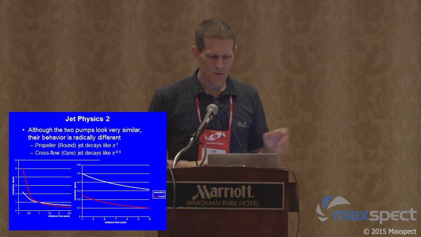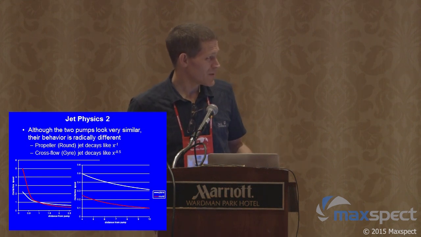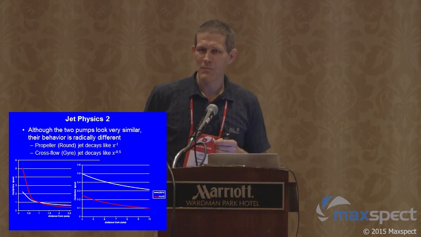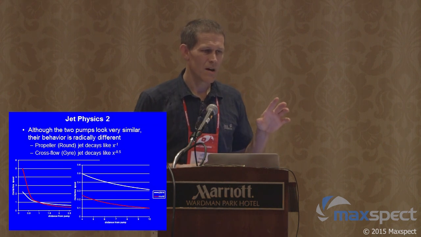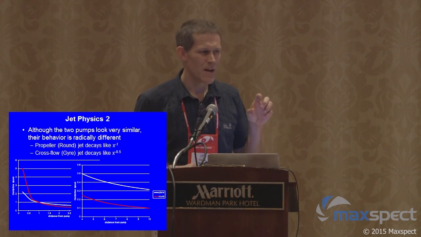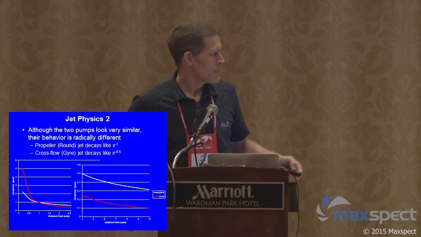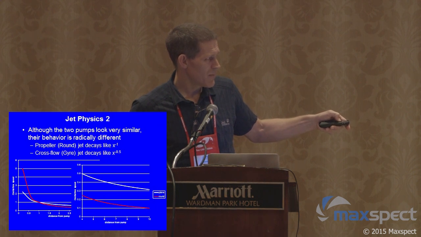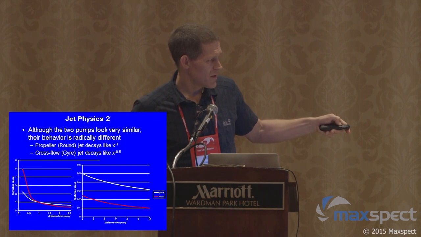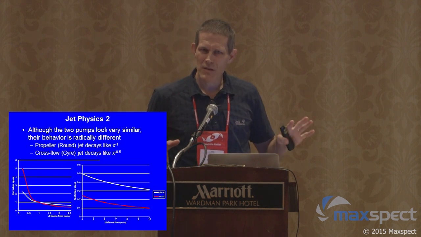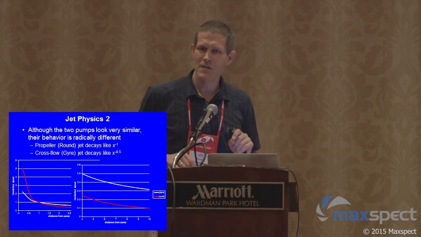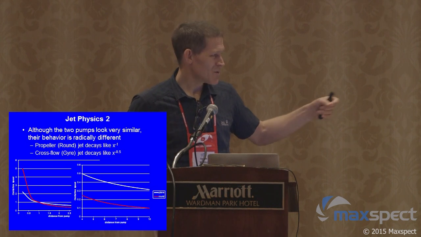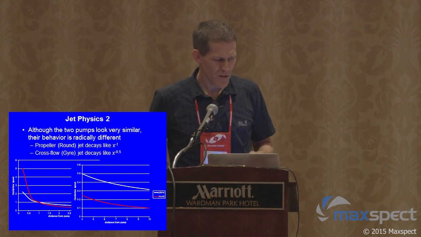So, jet physics. I don't want to scare anybody off with this, but I wanted to explain a little bit about the difference between a round or propeller pump and the cross flow or sheet type pump. I use the same figure to describe both geometries, the propeller as well as the cross flow or sheet type pump, because they look a lot alike, but the way they behave is different. And the way they behave is described by these equations here.